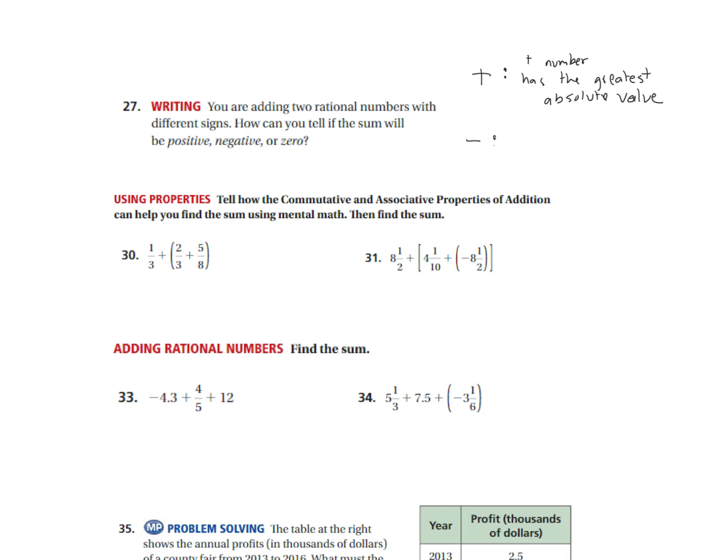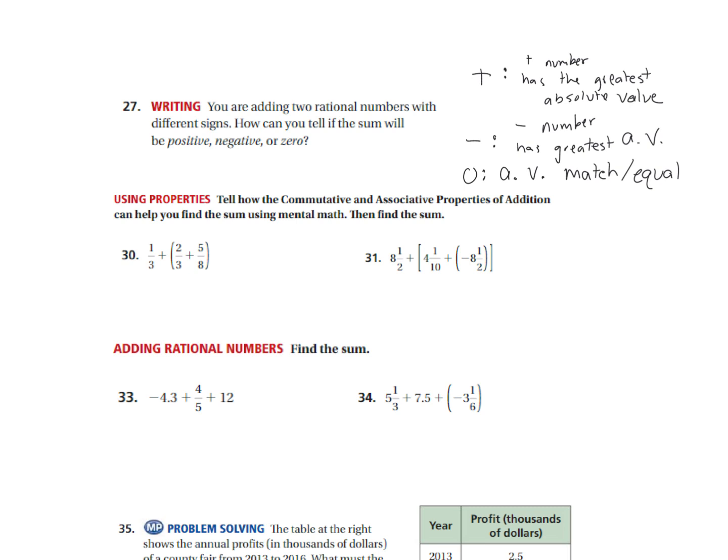It's going to be negative if the opposite's true, if the negative number has greatest absolute value, AV. And it's going to be 0 if the absolute values match, they are equal, right? We call these 0 pairs or an additive inverse, right? When I add them together, I'm going to get 0.